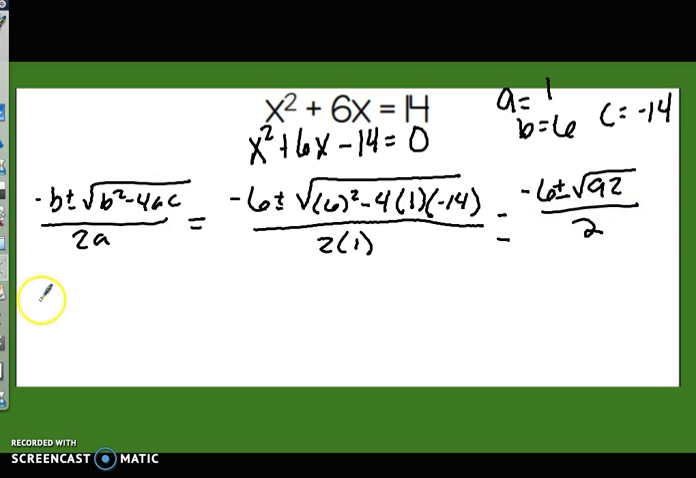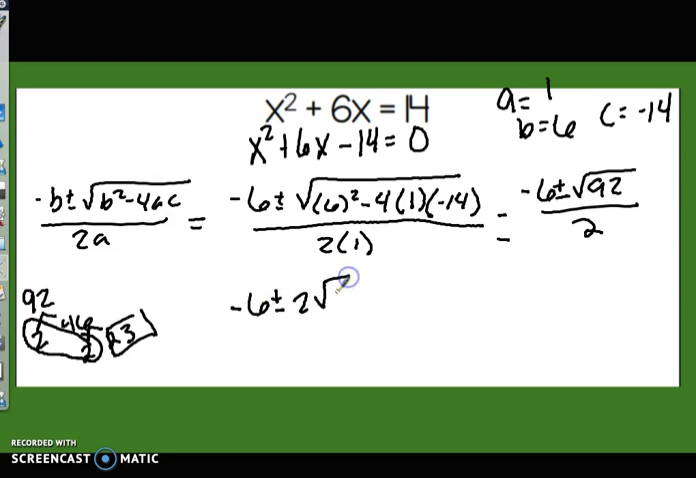Okay, let's break down 92. What goes into 92? 2 and 46. 2 can't go any further. Let's break down 46. 2 and 23. Can I break down 23? Nope. Do I have any pairs? Yep. Alright, so the pair goes out, the single stays in. Okay, so that's negative 6 plus or minus 2 square roots of 23 divided by 2.